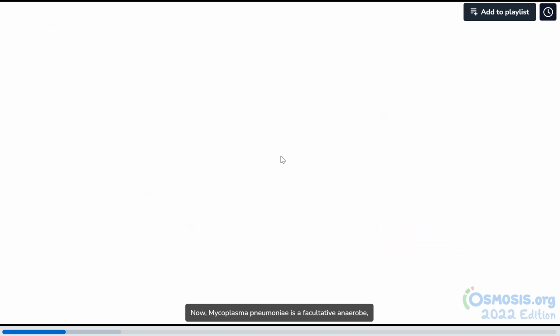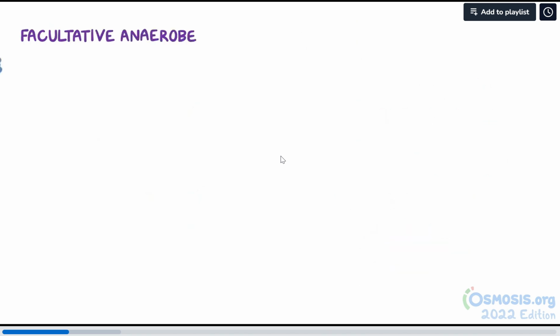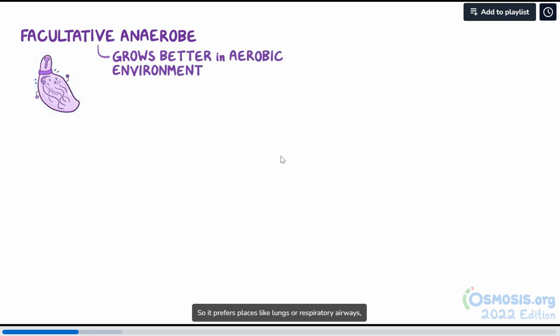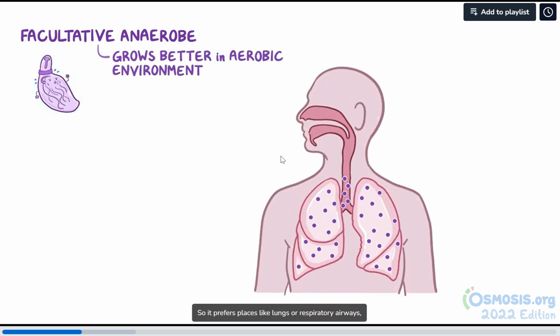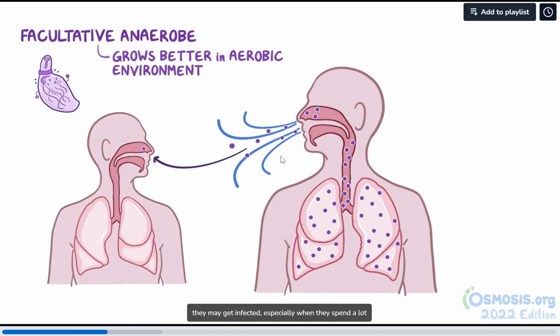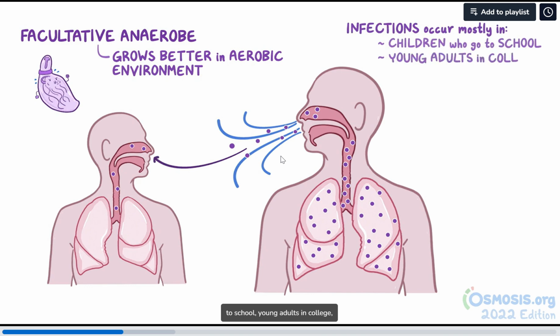Now, Mycoplasma pneumoniae is a facultative anaerobe, meaning that it can live without oxygen if it has to, but it grows better in an aerobic environment. So it prefers places like lungs or respiratory airways, where there's an unlimited flow of oxygen. As a result, some people might carry this bacteria in their nose or throat. And when they sneeze or cough, these organisms get out in the form of small respiratory droplets. And when other people inhale these droplets, they might get infected, especially when they spend a lot of time together in close quarters.